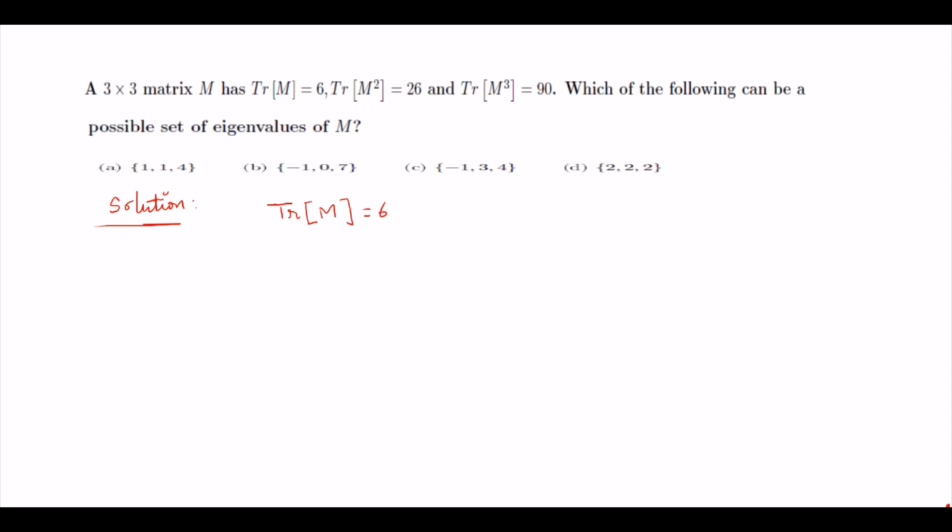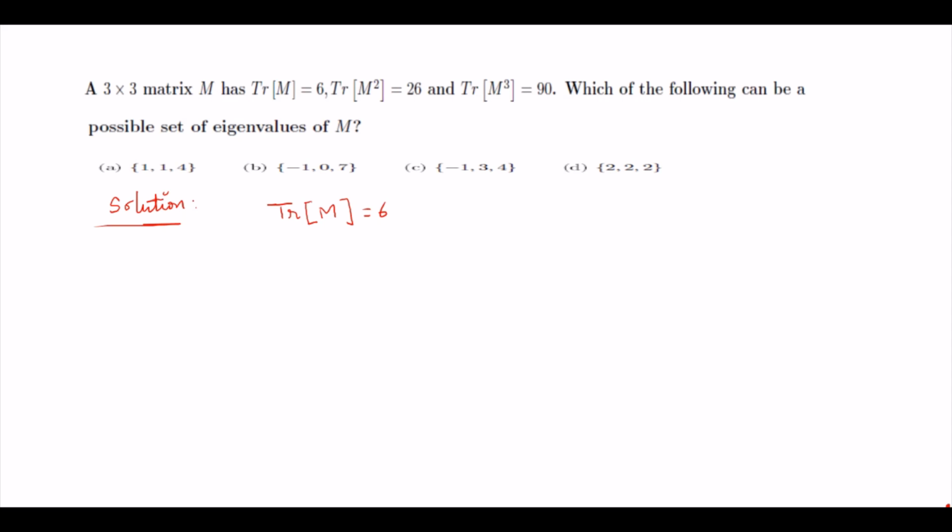Read the question carefully. A 3 by 3 matrix has trace M equal to 6, trace of M square equal to 26, and trace of M cube equal to 90. Which of the following can be a possible set of eigenvalues of M? 1, 1, 4; minus 1, 0, 7; minus 1, 3, 4; and 2, 2, 2.